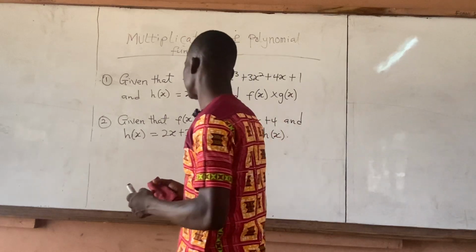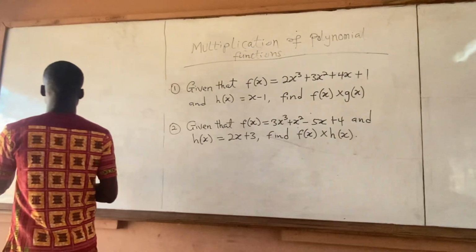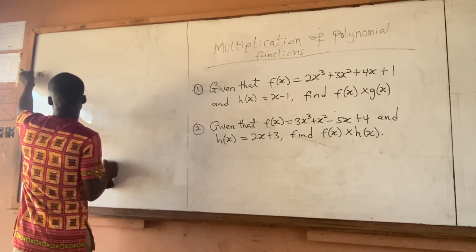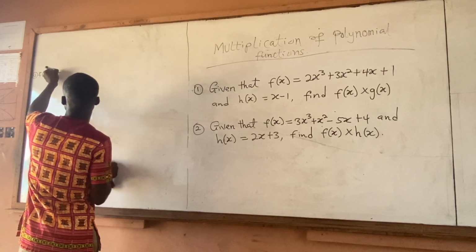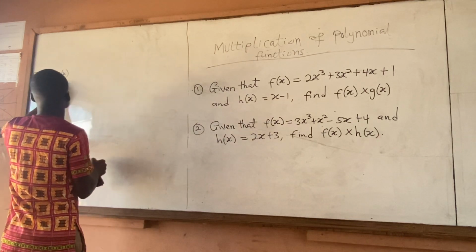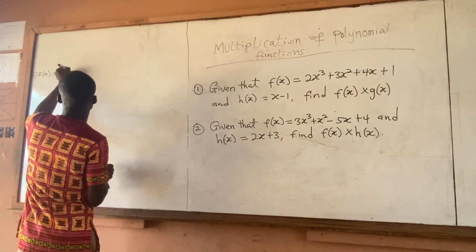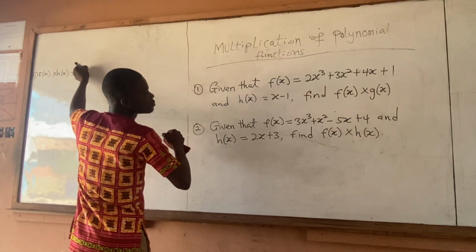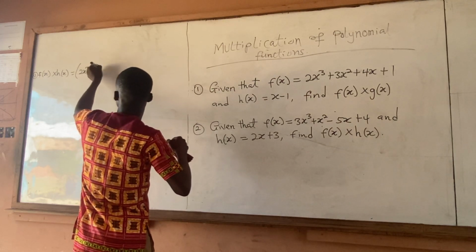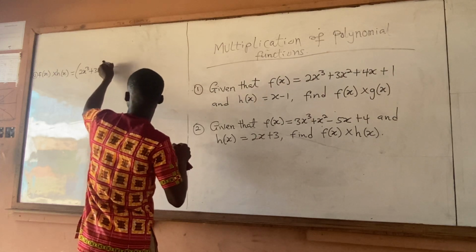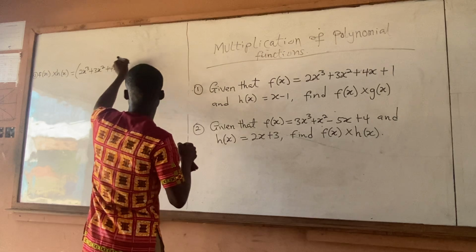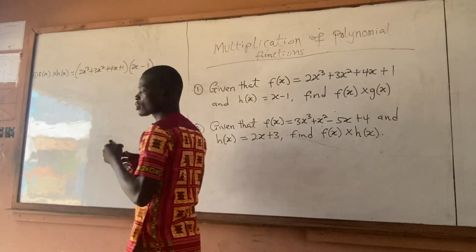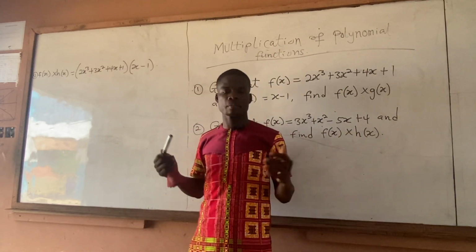Then let's take our time and solve problem number 1. We have to find the function f of x, which is 2x cubed plus 3x squared plus 4x plus 1, times h of x, that's x minus 1. So now this is the problem.